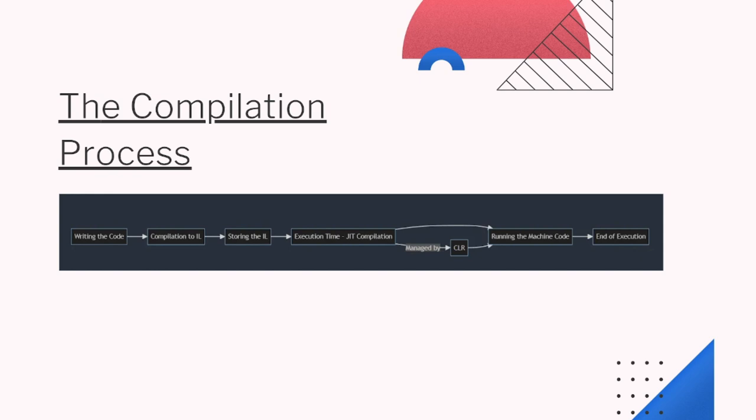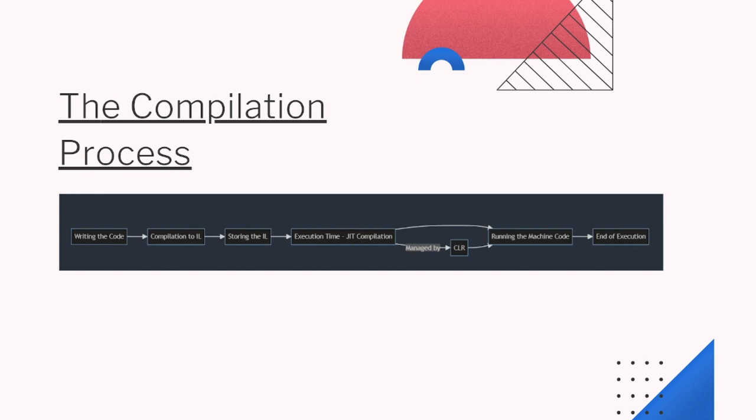Number four in the flowchart, execution time, JIT compilation. When you decide to run your application, the IL isn't directly executed by your machine's processor. Instead, another crucial player enters the scene. The just-in-time compiler, the JIT compiler, takes the IL code and translates it into machine code, a language that your computer's processor understands.